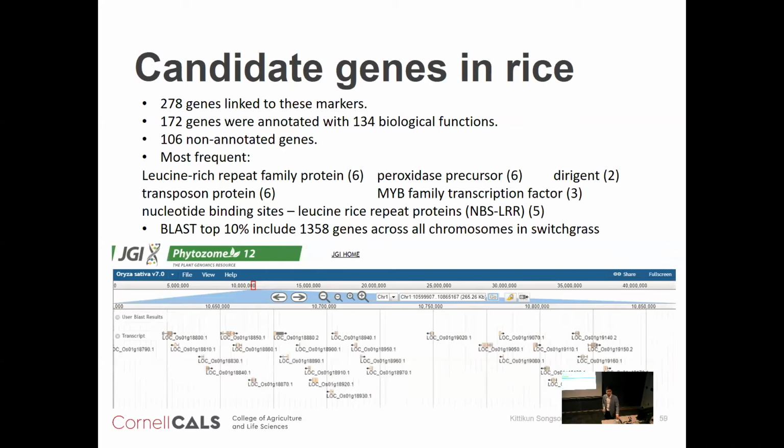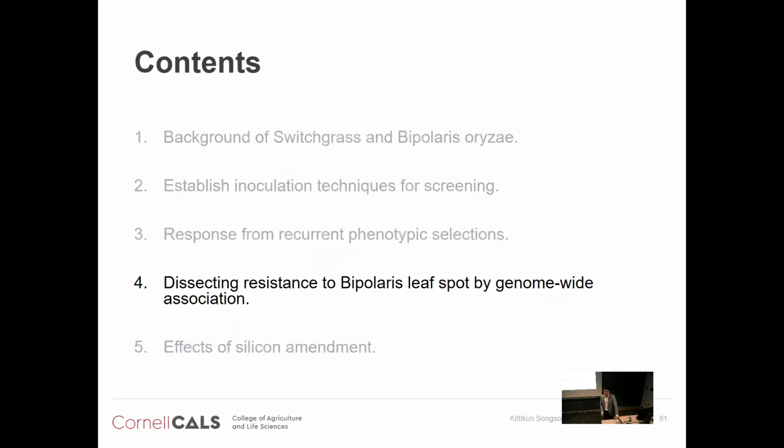Based on these 278 genes, I pulled up all of the sequences. Because this is based on the rice data, I took these gene sequences and blasted them back to the switchgrass database, and for the top 10% of the blast hit scores, there are still about 1,400 genes. So at least I have some hope that there should be some resistance genes in the switchgrass population. At this point, I tried to dissect the resistance to Bipolaris leaf spot by using genome-wide association.